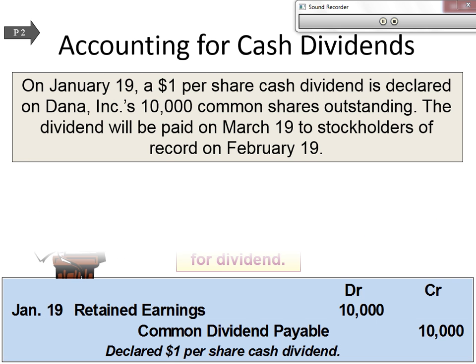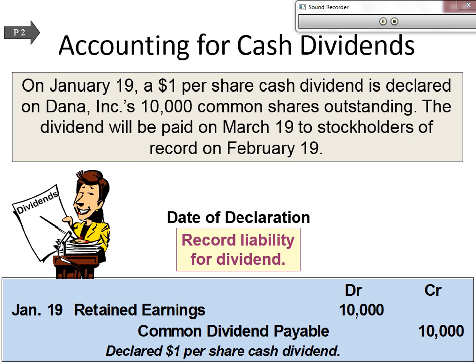So this is an example. They have a $1 per share cash dividend, right, that they've declared, meaning they've determined that they're going to pay a dividend. And 10,000 common shares outstanding. The dividend is going to be paid on March 19th. What date is March 19th? What's the declaration date? January 19th is the declaration date.